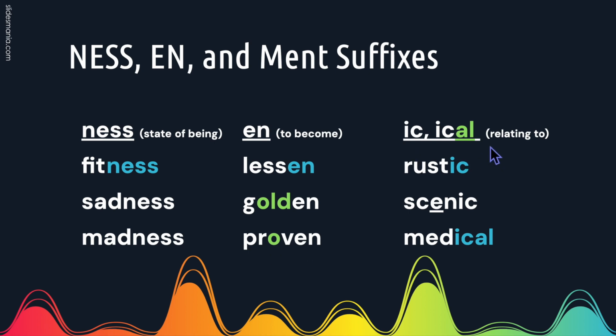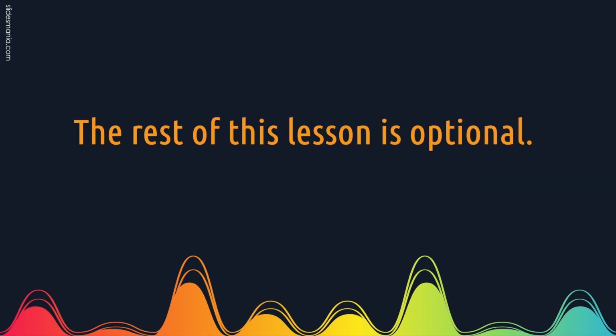-ic and -ical mean relating to. So here we have rustic, scenic, medical. I'd like to point out that English words basically do not end in the letter C unless they end in this suffix. Now, the rest of this lesson is optional because it might be difficult for younger students.